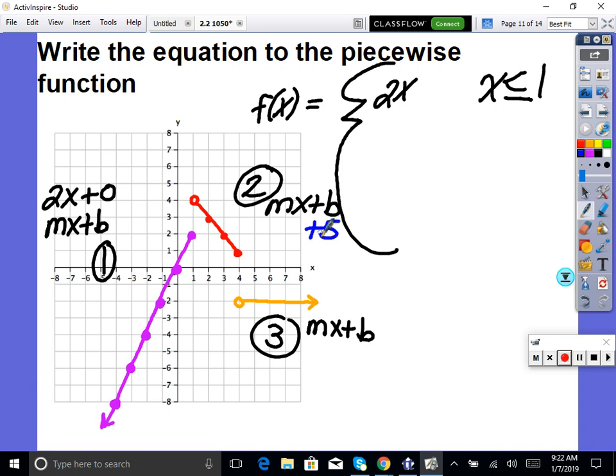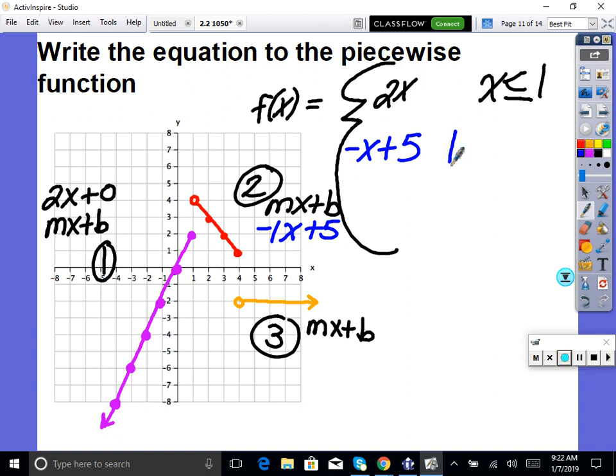And it's a negative line because I would be sliding downhill. And isn't it down 1 over 1, down 1 over 1? So negative 1x plus 5. So our second equation is negative x plus 5. And what are the x values between? 1 and 4.